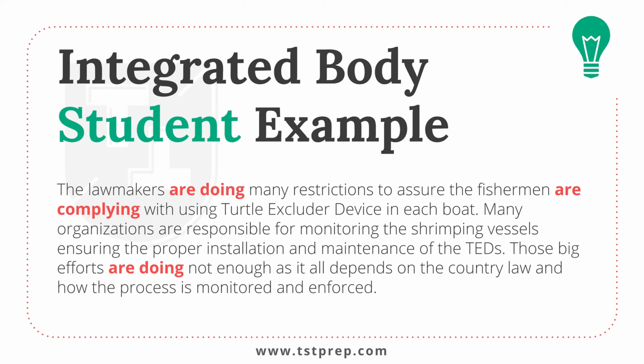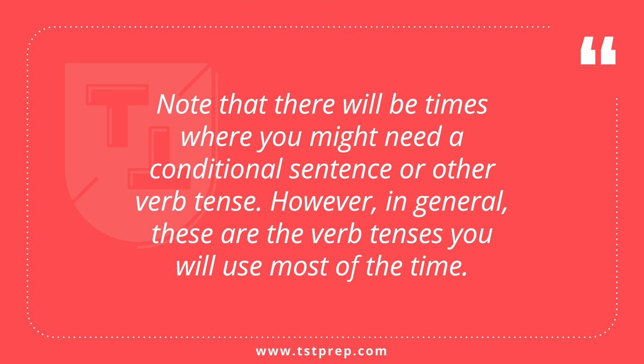Another example here is from a student. Now this is a student that's a little bit confused about verb tenses. "The lawmakers are doing many restrictions to assure the fishermen are complying." So they're using what's called the present progressive, and they're using the word "do" the wrong way as well. It's okay to use the present progressive, but actually it makes your life more difficult. I want to make your life easy. That's the whole point of this, really. I want to make your life easy. Keep it the simple present whenever possible.